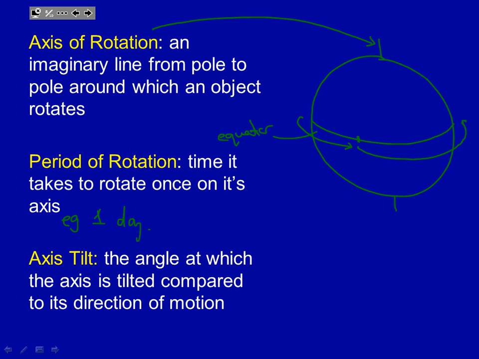So again, the Earth, we know our day is about 24 hours. But each planet will have its own day, right? Some rotate fast, some rotate very slowly. All right?